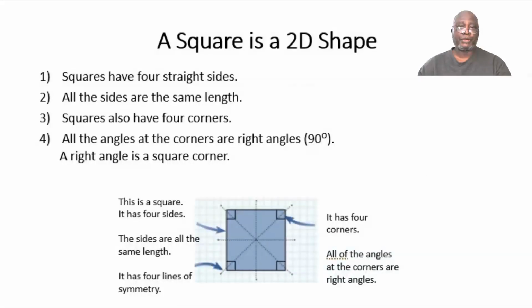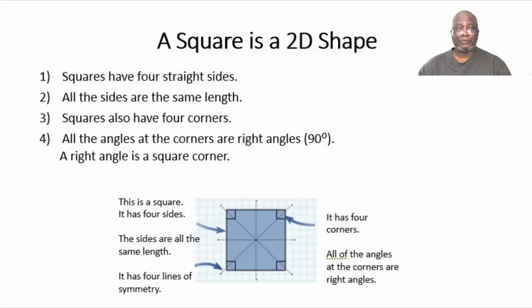A square is a 2D shape with 4 straight sides, 4 equal straight sides. They have 4 corners. All the angles at the corners are right angles. A right angle is 90 degrees. You remember I told you to get your mathematical set. Well, you'll be able to use your protractor to measure angles. A right angle is a square corner. If you look at the diagram below, you'll see that all the angles at the corners are right angles.